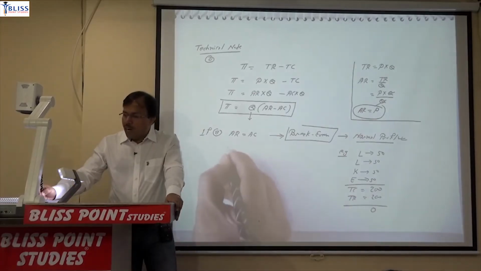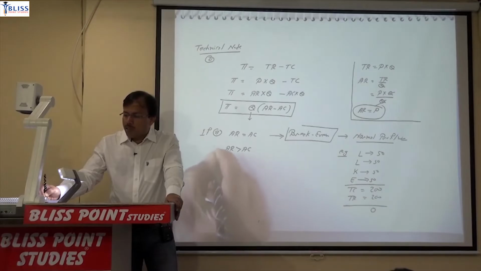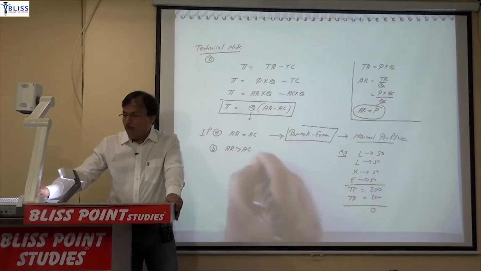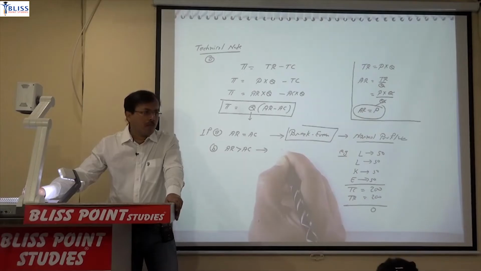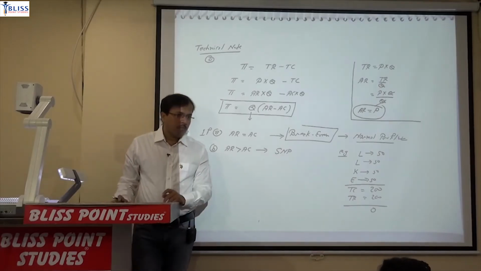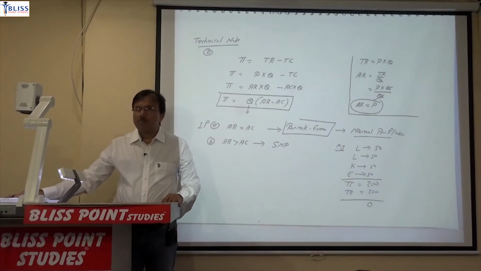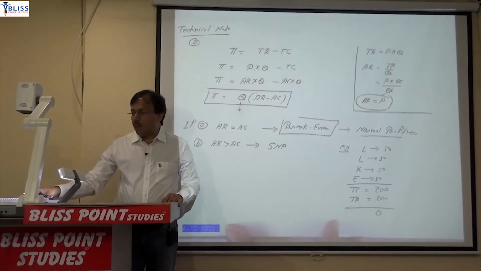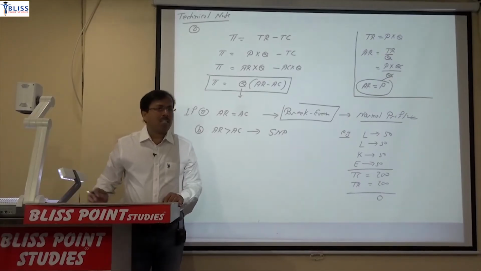सो इफ एवरेज रेवेन्यू is greater than average cost, second condition, then we say that profit is more than normal. More than normal you can say supernormal profit or abnormal profit. If profit is more than normal, it is supernormal, or you can call it abnormal profit or excess profit also.